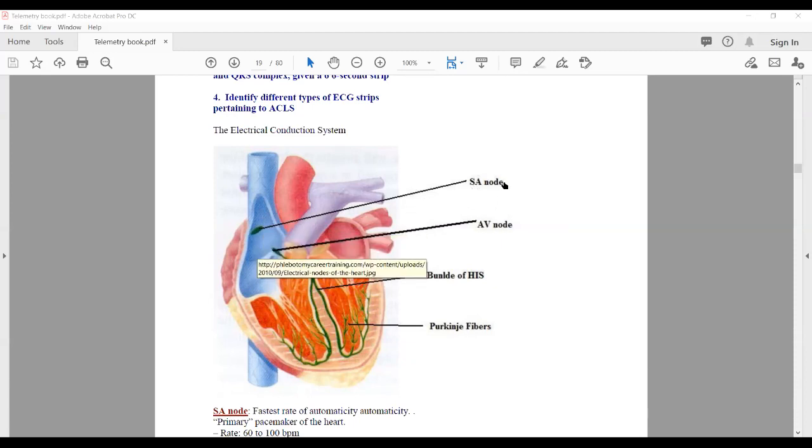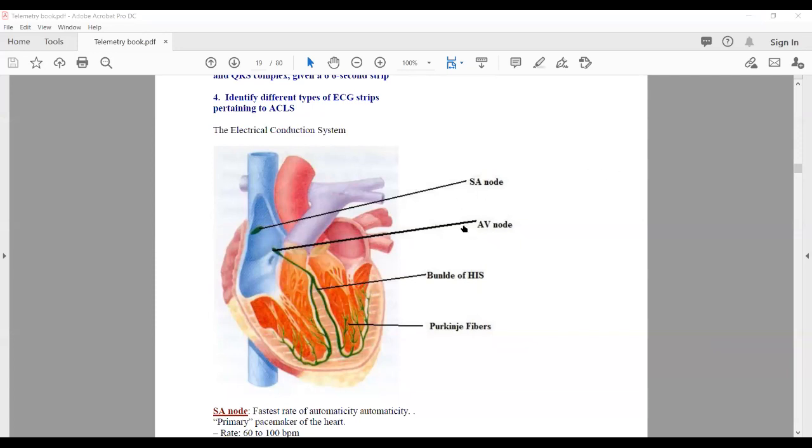Now the SA node is your pacemaker of the heart. That's another name that it goes by, because it's able to beat the heart between 60 and 100 beats per minute, which we all know is the normal heart rate. So if you take either a radial pulse or an apical pulse, you are going to be able to detect the heart rate, right? So if we have a heart rate between 60 and 100, that's considered normal.